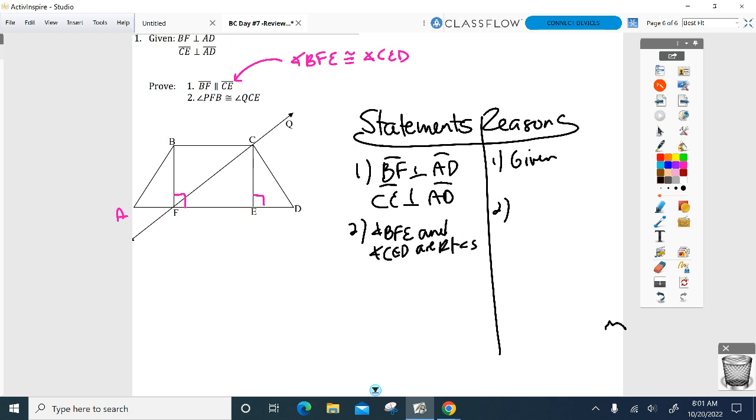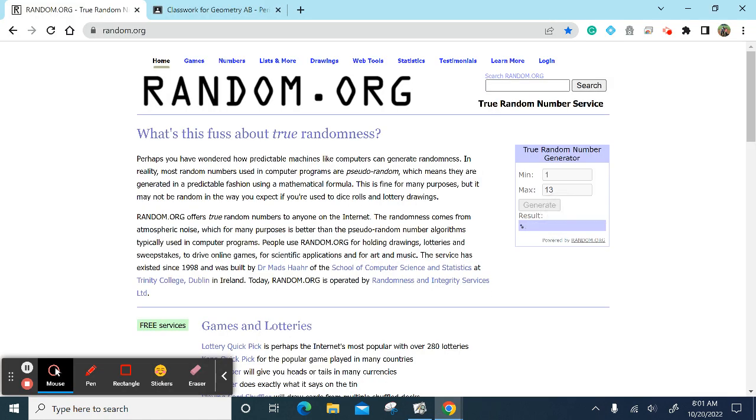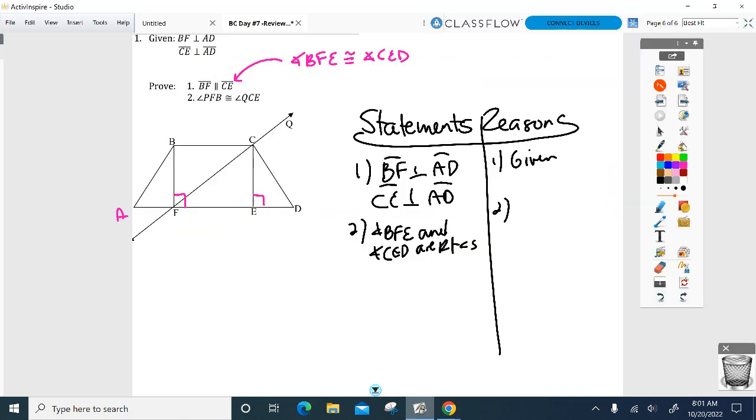Reason? Anybody remember that one? I'll make you dig deep. 2. Any idea? Remember that reason? Perpendicular lines imply right angles. You could do that, yeah. Imply and perpendicular. I like form instead, but you can write implies. Both totally acceptable. Good work.